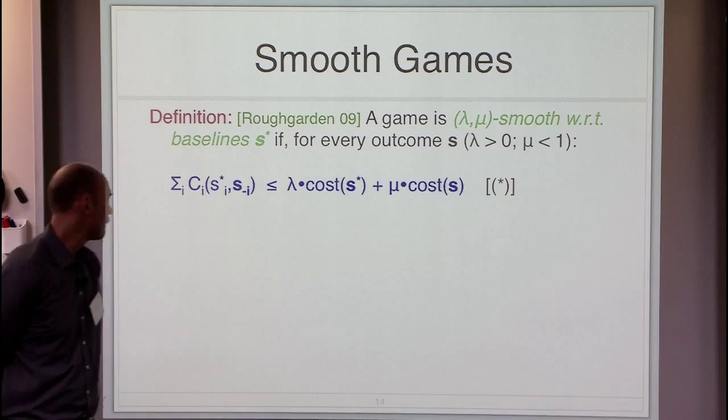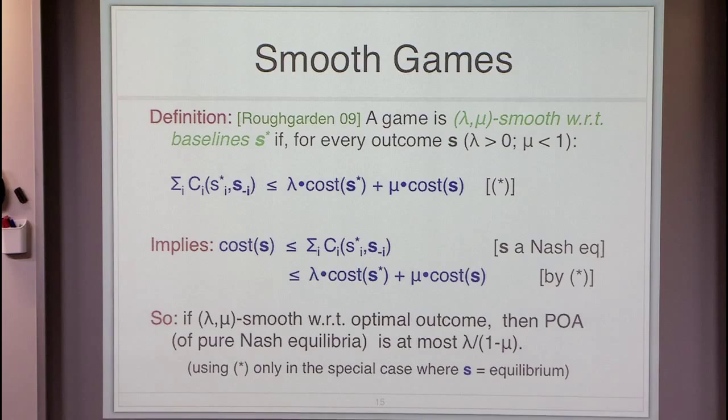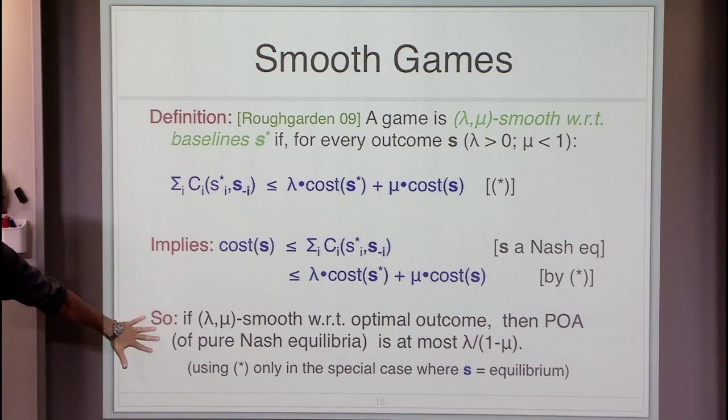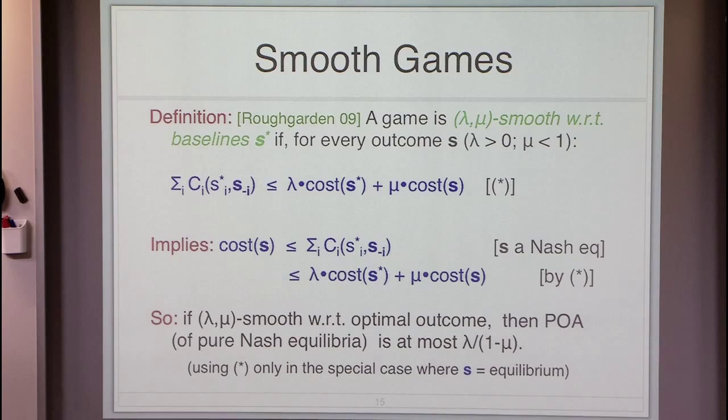Okay. So if a game is lambda mu smooth, then certainly the price of anarchy is at most lambda over 1 minus mu. This is an even stronger condition than what we needed before. Before, we only needed the inequality to hold for equilibria S. Smoothness is a definition simultaneously for all outcomes, including non-equilibrium outcomes. Okay. So what? Right? Definitions are really cheap. Anyone can get up on a board and write down any definition they want. What makes a definition interesting? Two things. Examples, implications.